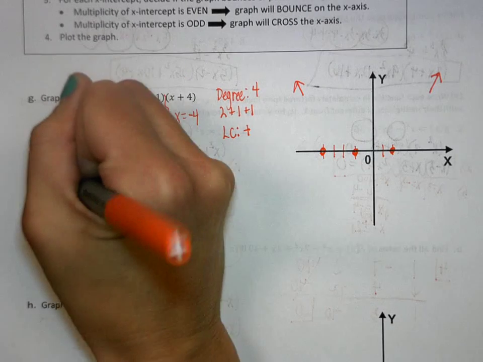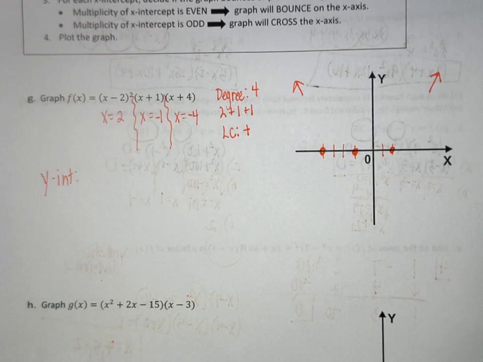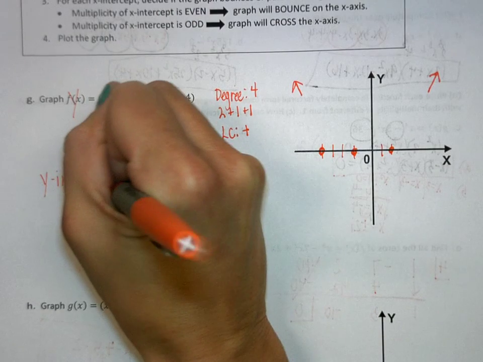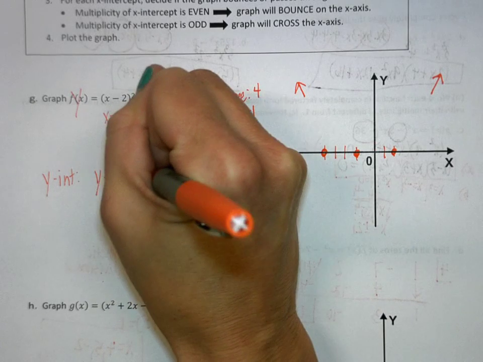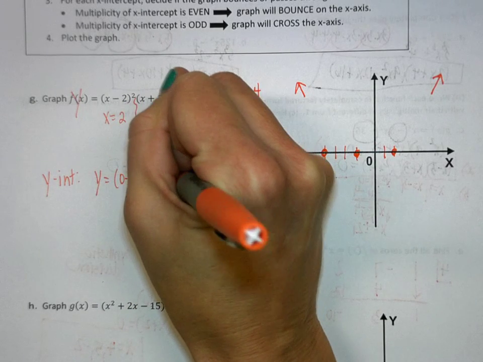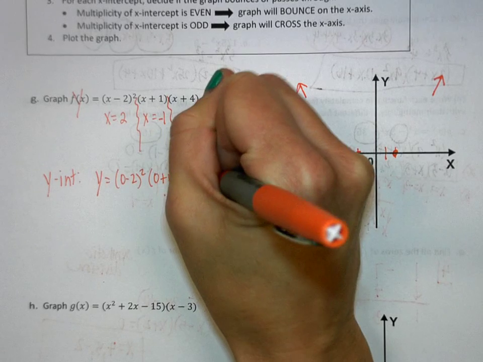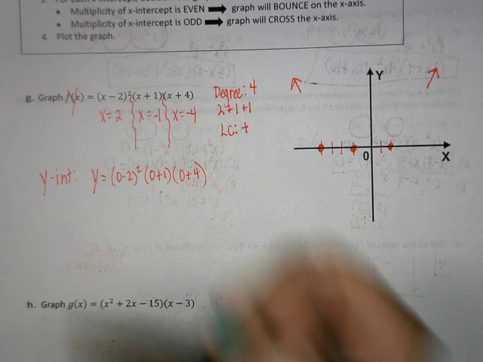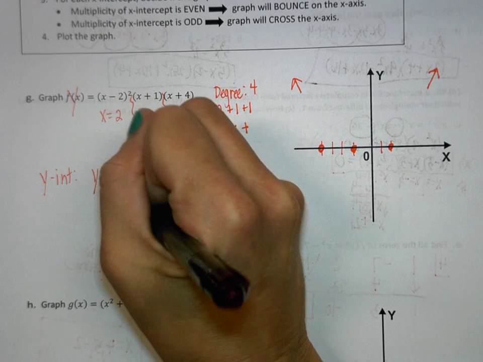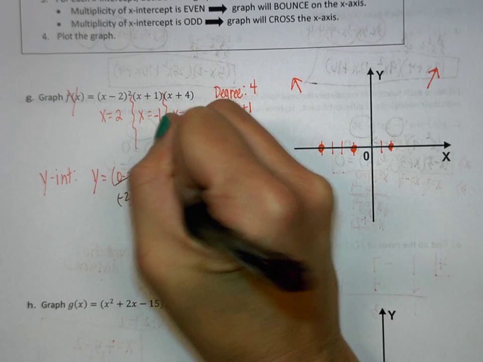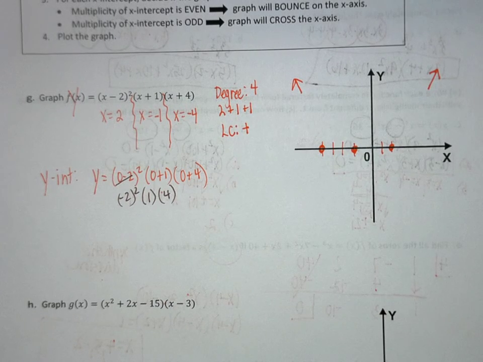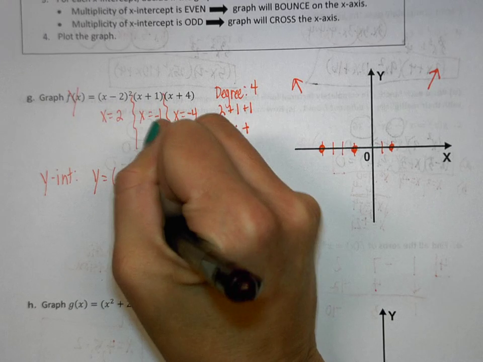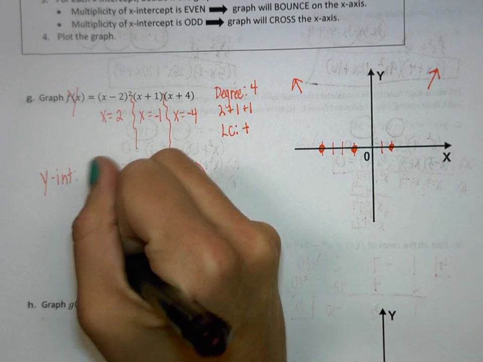Very good. So if we want to find the y-intercept, we plug in 0 for x and we keep y. Remember, f of x is like y. So I'm going to write this as y equals 0 minus 2 squared times 0 plus 1 times 0 plus 4. What is 0 minus 2? Negative 2. So that means I have negative 2 squared times 1 times 4. Negative 2 squared is positive 4. So 4 times 1 times 4 equals 16.